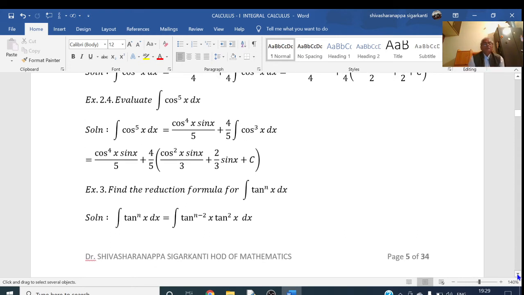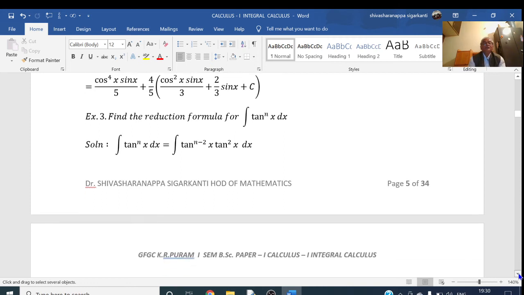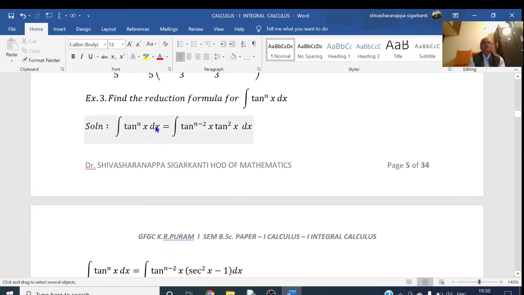One more example. Find the reduction formula for tan x to the power of n. Here also I will split n as n minus 2 and 2. Then again I will go for integration by parts. First I will write the integral of tan x to the power of n dx is equal to the integral of tan x to the power of n minus 2 into tan square x dx.